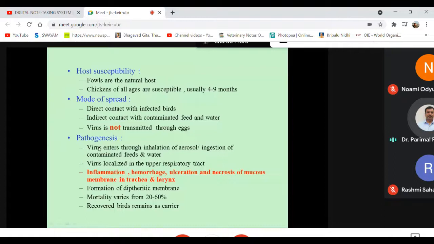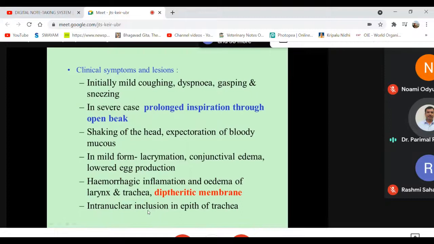So coming to the pathogenesis, you'll find this virus mainly causes upper respiratory tract infections, and excessive necrosis of the mucous membranes in the trachea and larynx takes place. As I said, diphtheritic pseudomembranes are produced because of the sloughing of the epithelial surfaces, and they may block the respiratory tract. And typically, they show open mouth breathing, and during that breathing process, whistling sounds are produced.